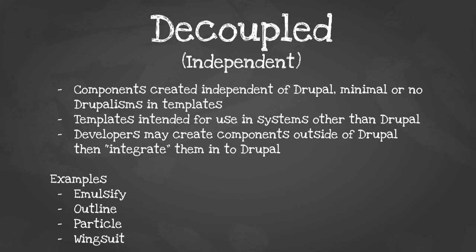I'm not using the term "decoupled" because it's modern and trendy, in that we're decoupling from Drupal. It's more of decoupling your component definitions from being dependent on Drupal. So I like to call it independent. I think decoupled is a loaded term and can mean a lot of things. This is more of when you're doing the Storybook first approach. Components are created independent of Drupal with minimal or no Drupalisms in the templates.